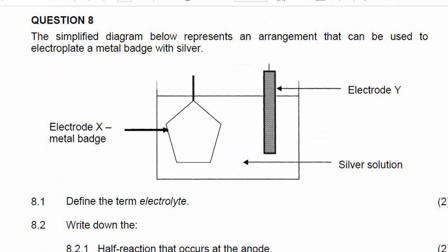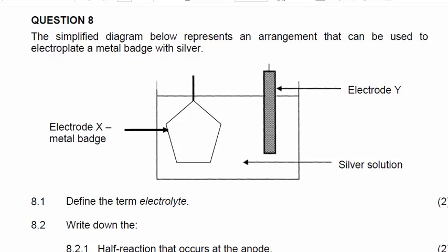A simplified diagram below is an arrangement that can be used to electroplate a metal badge with silver. Okay. Define the term electrolyte. Ions. Yeah. So an electrolyte is a solution, an ionic solution of ions.